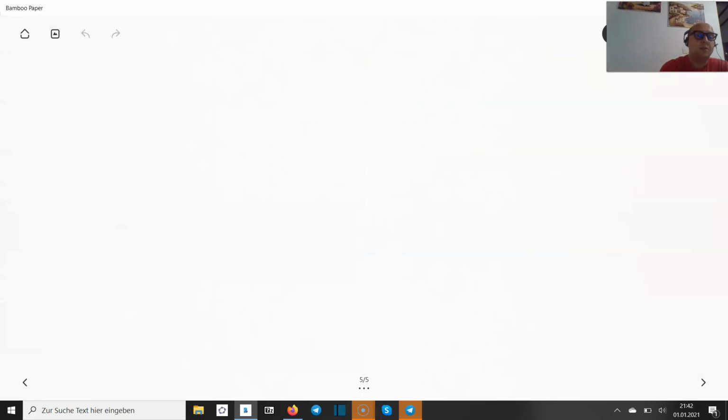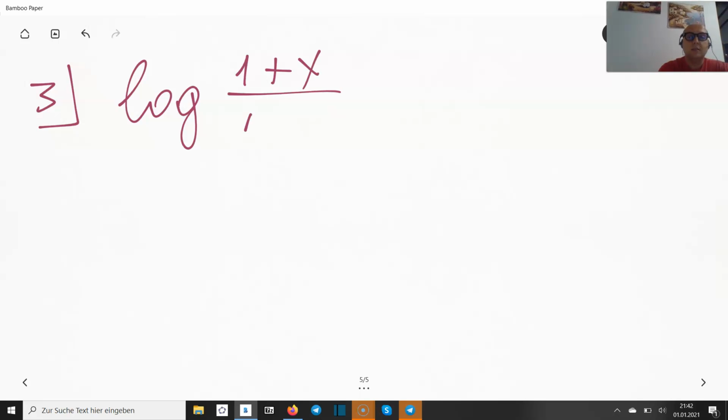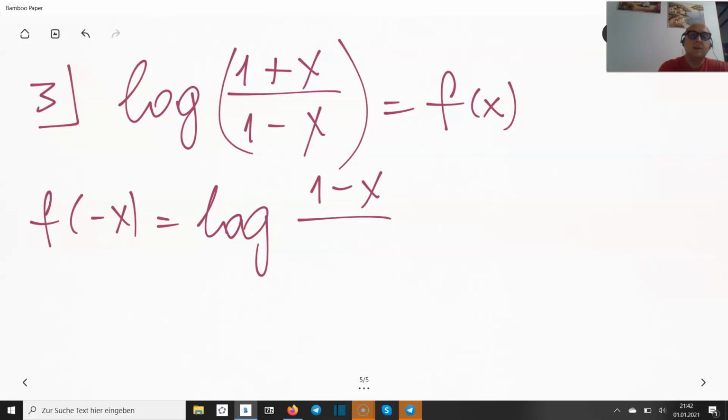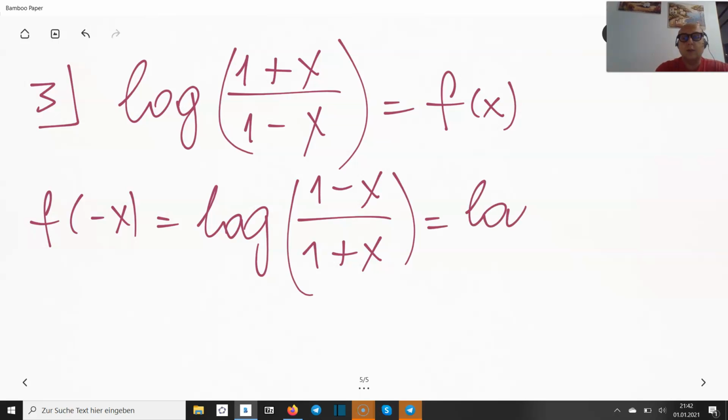And let us see maybe the third example. Let us see the logarithm of, doesn't matter which base we're talking about, 1 plus x divided by 1 minus x. Let's say f of x. Well, what would be f of minus x? That would be the logarithm of 1 minus x divided by 1 plus x. Is it equal to our function? Not quite. But you see, we could rewrite it differently. We could rewrite it as a logarithm. Now we have to make sure we know the logarithmic rules. I hope you do, guys.